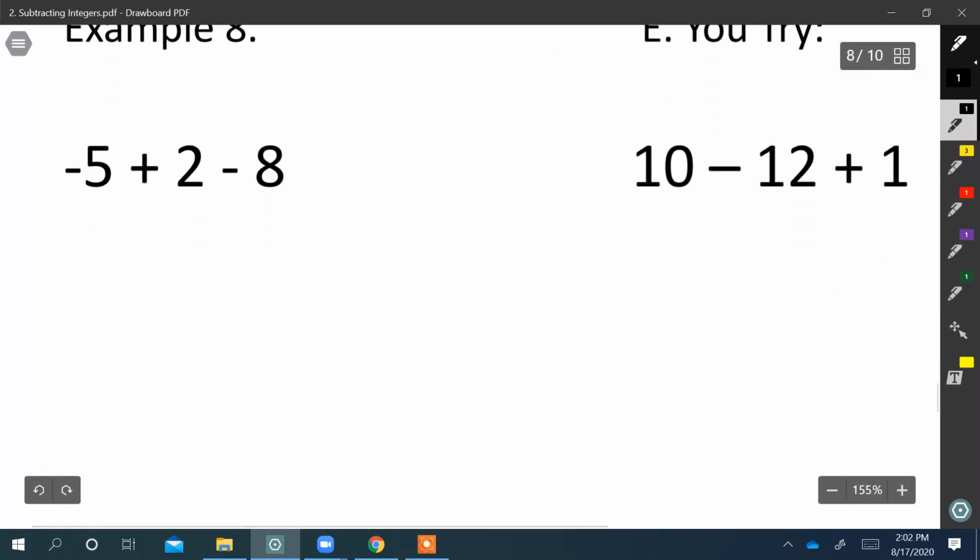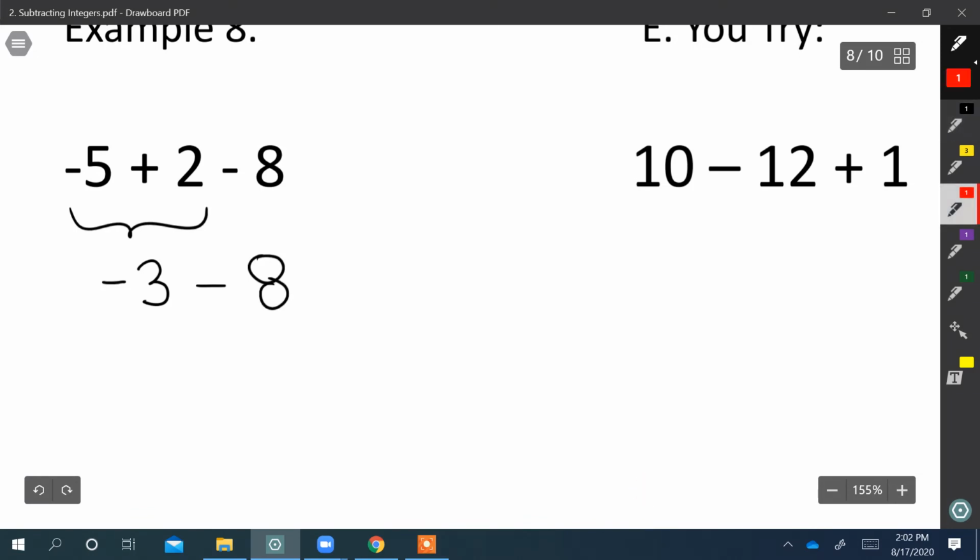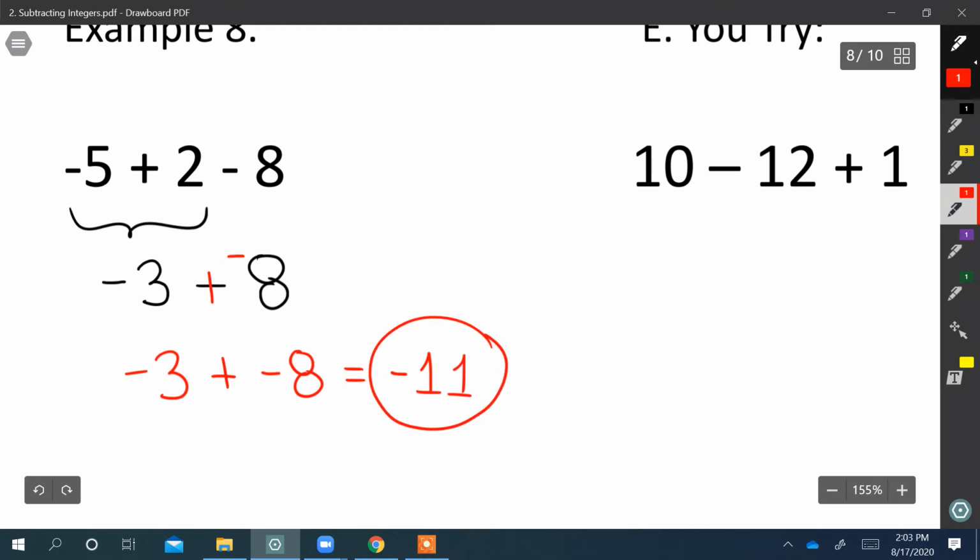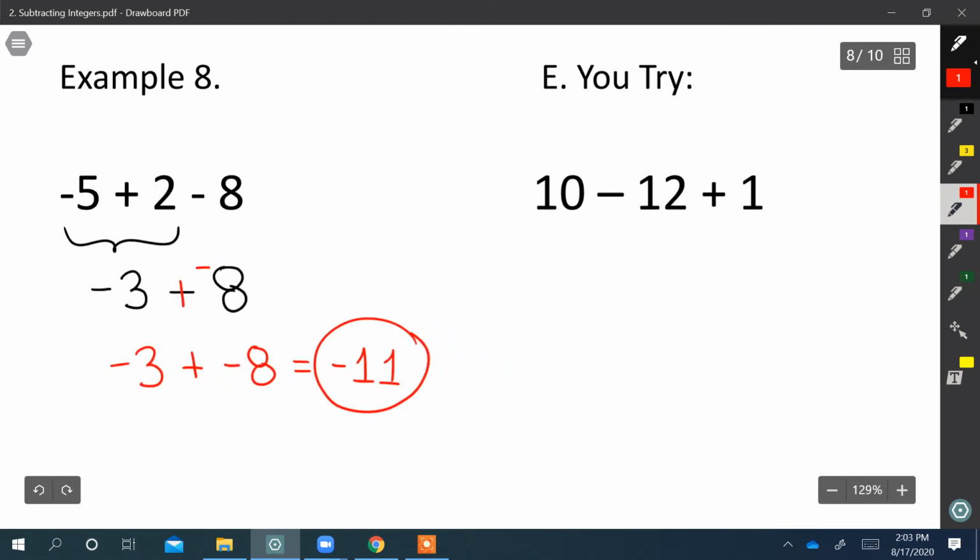Alright, so on this one here, you should have gotten negative 5 plus 2. Well, that should be negative 3. Negative 3 minus 8, that's where we have to be careful. You're going to make this one a positive and a negative. So what you actually have is negative 3 plus negative 8. That should give you negative 11 as your final answer. Should you try E?